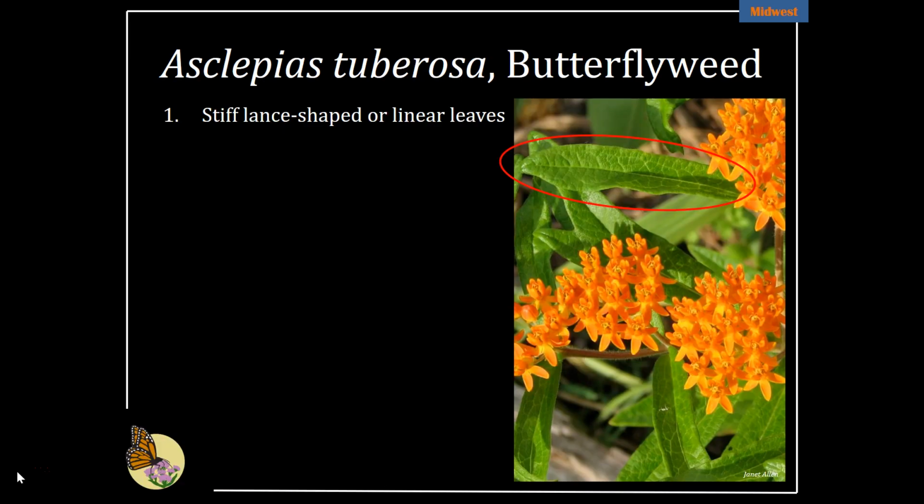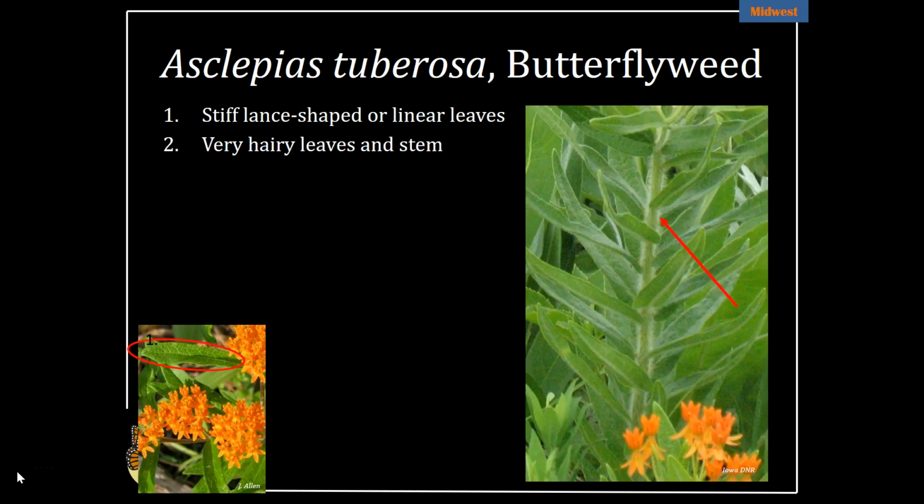Asclepias tuberosa, or butterflyweed, is a very recognizable milkweed on the landscape. It has very stiff, lance-shaped, or linear leaves. The leaves and stem are very hairy, so make sure to look closely and touch the leaves and the stem.